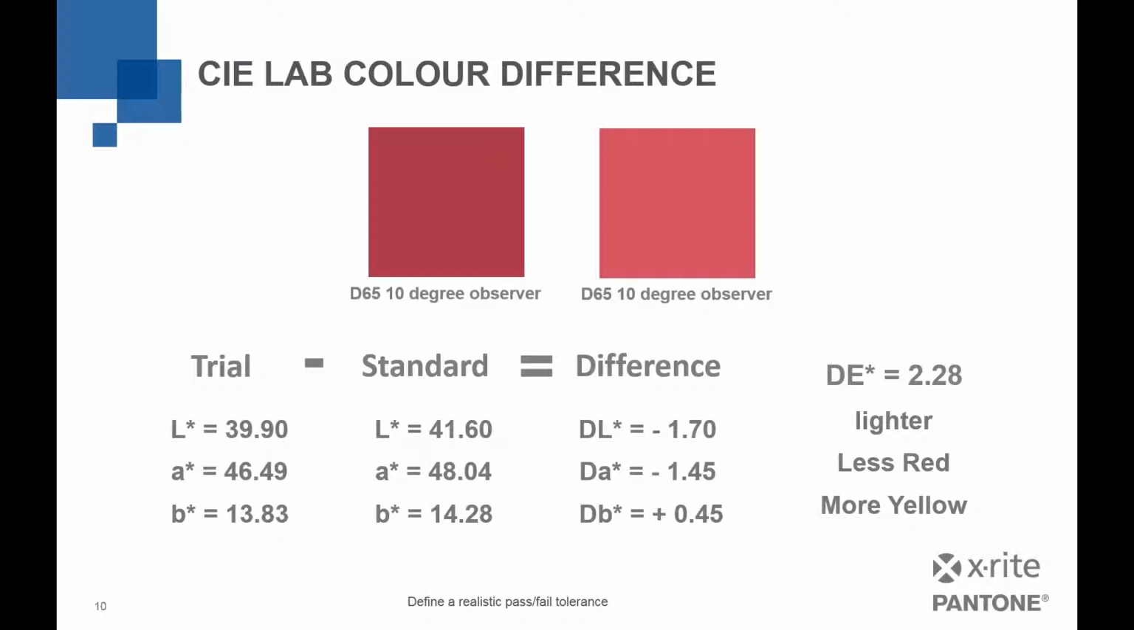Actually, if I look at that, the delta L star is saying that it's darker. We've got a slight typo there. The delta A star is saying that it's 1.45 less red, and it's slightly more yellow. So the main issues here are the L star and the A star. So we could go back to the laboratory and, with that information, make an adjustment to the formulation.